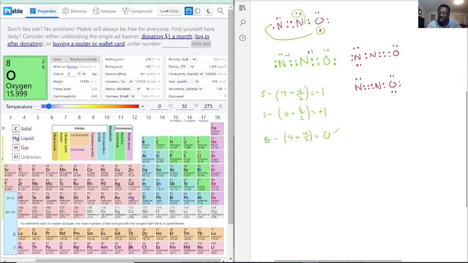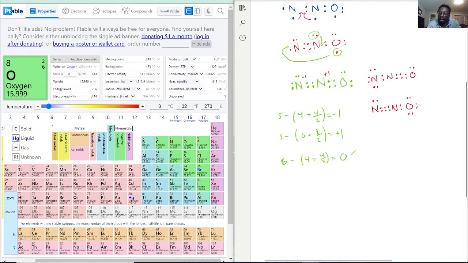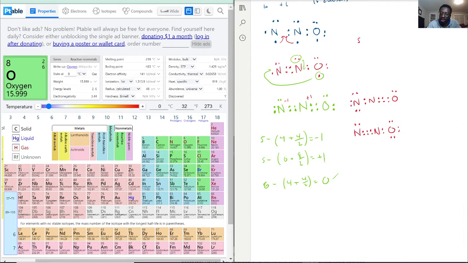Now for these ones here, okay, for the one at the top, we'll start there. This nitrogen here, okay, still 5 minus, but it has 6 by itself, and it's sharing 2. So 6 plus 1, that's 7, so that equals -2. So this nitrogen here is 2 minus. The nitrogen in the middle is going to be 5 minus, and then it still has 0 by itself, but it's sharing 8. So then that would still be +1.